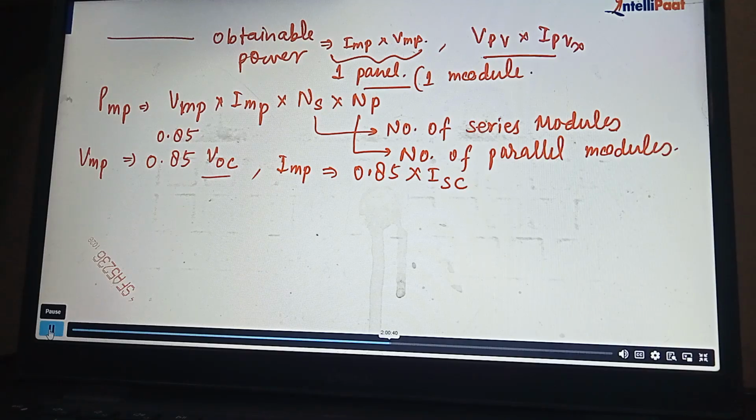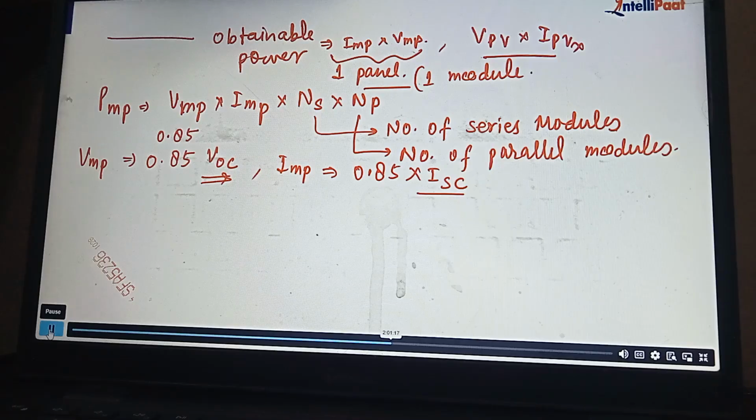So these two parameters, the open circuit voltage of the panel and the short circuit current capability of the panel, I have to know. Without knowing them, I cannot calculate the value of voltage and current. Right? So we have to take care what scenario we are considering for this voltage and current.